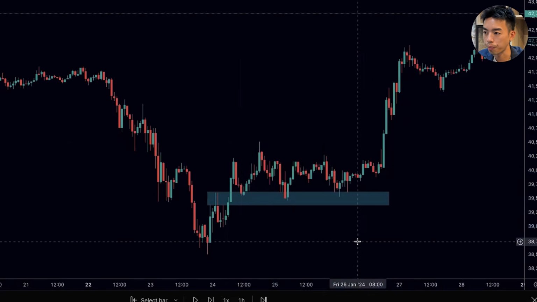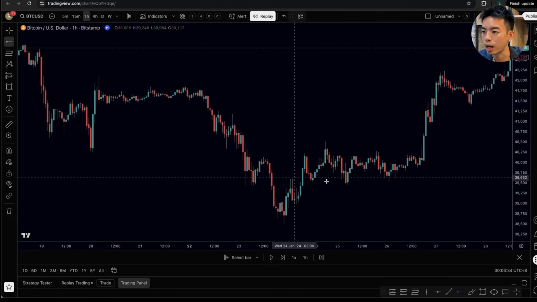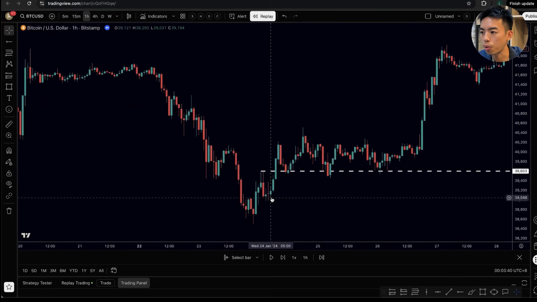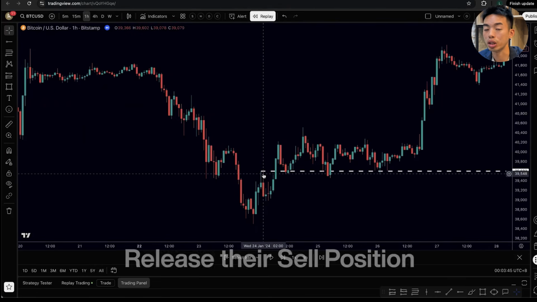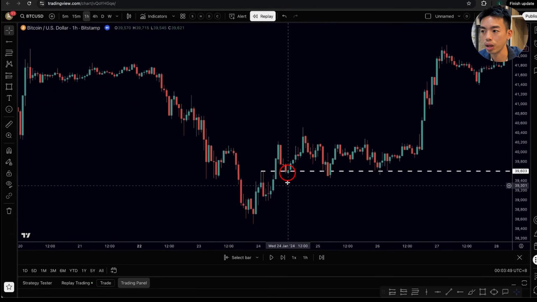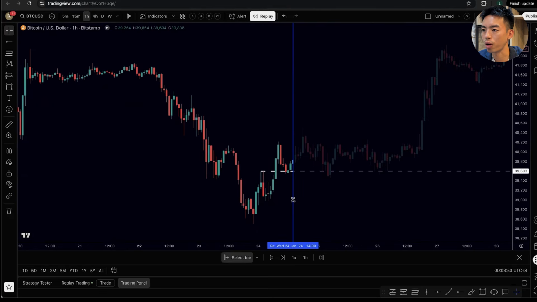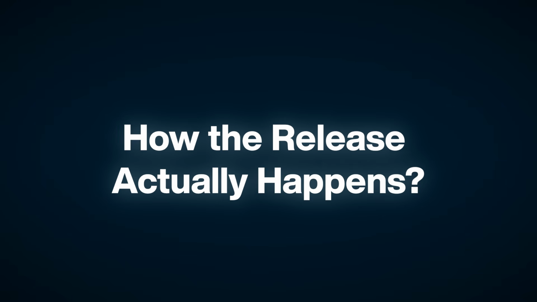So one more time, we have identified where the trap is. If I remove this zone and I get a little bit more precise with this, this is the area where we know sellers were selling, and when this price reached above, anyone who was selling is going to try to release their sell position as price comes back down in this area right here. So let's go down to the lower time frame right around here and let's look at how the release actually happened on the lower time frame.